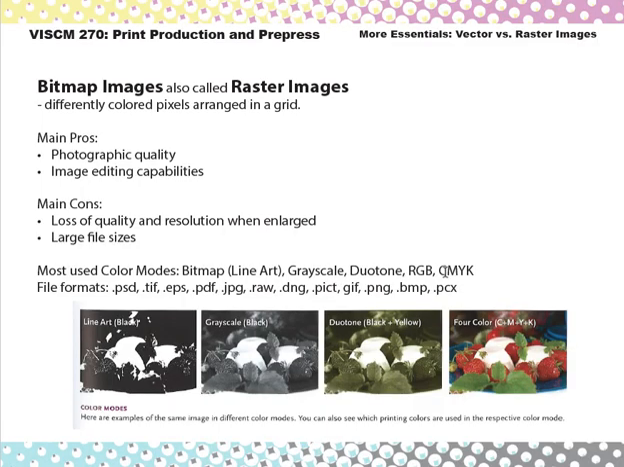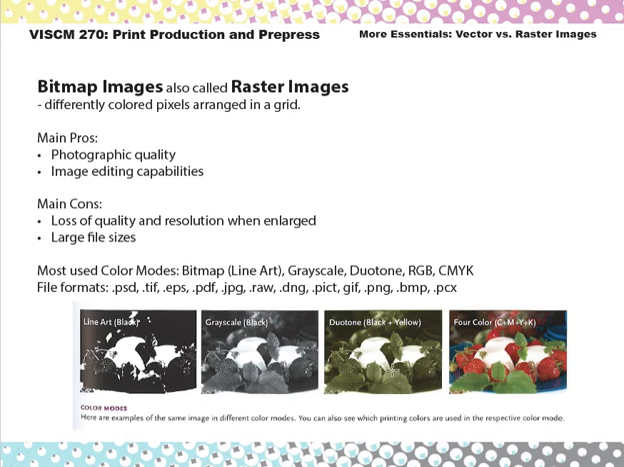So there are different modes for raster images. You can have your bitmap. It's a different use of the term. Bitmap art, which is either black or white pixels. Grayscale, which has 256 shades of gray. And then you've got duotones and your 4-color images, your full color images.